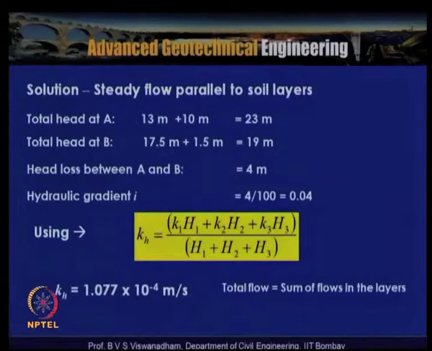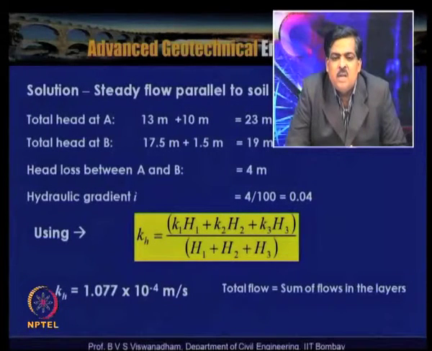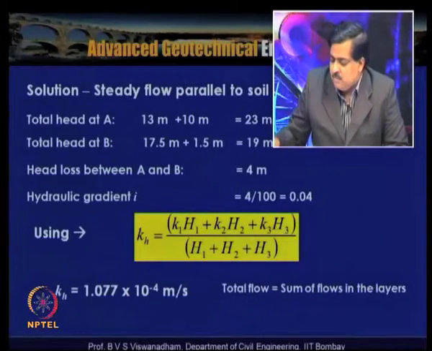Now, in determining the equivalent permeability in the horizontal direction, as the flow is occurring parallel to the layers, it can be given as K1 H1 plus K2 H2 plus K3 H3 divided by H1 plus H2 plus H3. So with that we can say that Kh is equal to 1.077 into 10 to the power of minus 4 meter per second, and once we get this, the total flow can be estimated as Kh i H, where H is the summation of H1 plus H2 plus H3, or the summation of the flow which is taking place in layer 1 plus layer 2 plus layer 3, that is Q1 plus Q2 plus Q3. So here Q is equal to Q1 plus Q2 plus Q3.